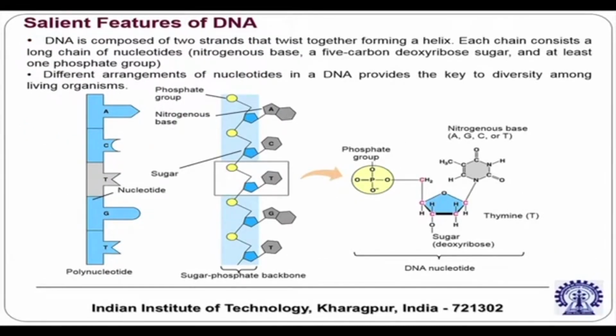So, if you look into a single DNA strand, you can see that a DNA strand has phosphate group, which is shown by the yellow circles in this diagram, then sugar, which is shown by this blue region, and each sugar is connected with one particular nitrogen containing base like A, C, G, T, like that.